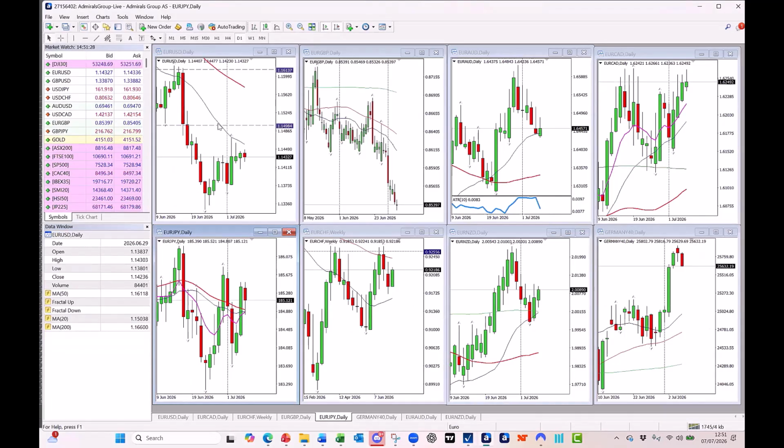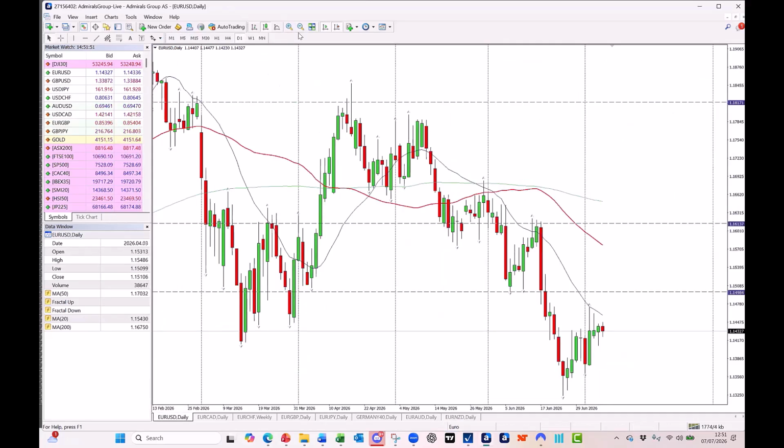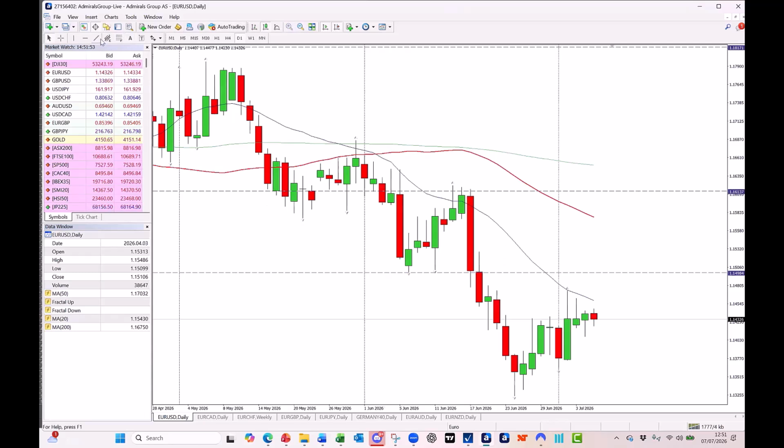All right, so let us have a look at euro. It's not one we've looked at for a while, and part of that is because it's been a bit dull. Euro against dollar on the daily, euro sterling, euro Aussie, euro CAD, DAX, euro Kiwi, euro Swiss, and euro yen.